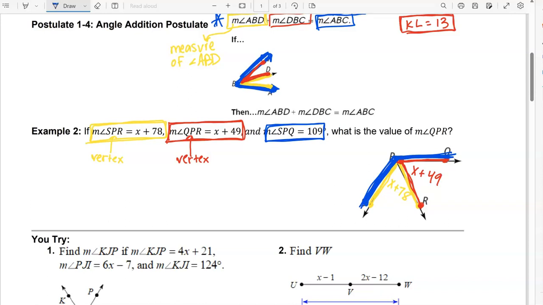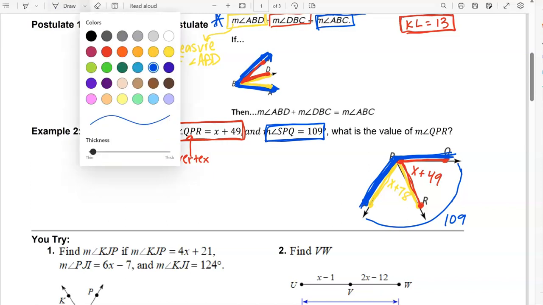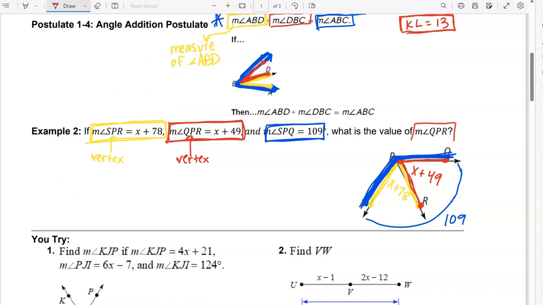Now you can write this however makes sense to you. I like to kind of draw a line and say that the whole thing is going to be 109. That tells me that that entire angle is 109. It asks for the measure of angle QPR. Now angle QPR is that red angle that we labeled. Before we can find the measure of angle QPR, first we have to solve for x.